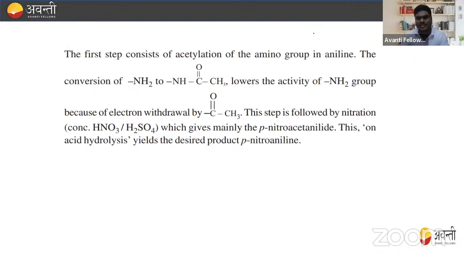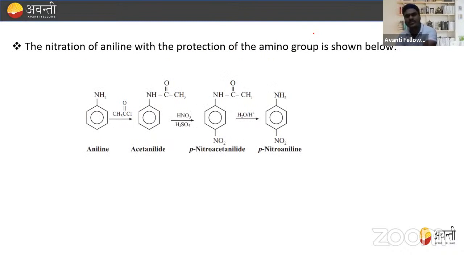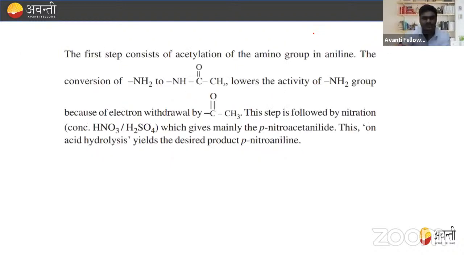The first step consists of the acetylation of the amino group in aniline. The conversion of NH2 to NHCOCH3 lowers the activity of the NH2 group because of the electron withdrawal by the COCH3. This step is followed by nitration with concentrated HNO3 and H2SO4, which gives mainly para-nitroacetanilide. On acid hydrolysis, it gives the desired product, para-nitroaniline. So on hydrolysis, you get back para-nitroaniline. The first step, as we already covered, consists of acetylation of the amino group in aniline.